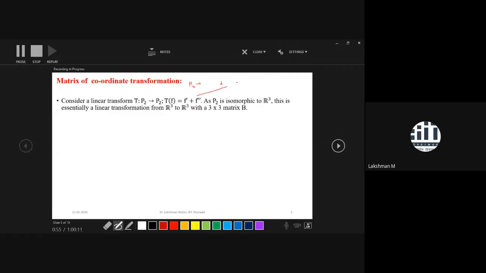If you want to verify whether it is a linear transformation or not, just apply the definition of linear transformation. Take any two polynomials f and g from P2 and find the linear combination, then apply the linear transformation L over this linear combination, that means alpha f plus beta g, and verify whether the image of the linear combination of f and g is equal to the linear combination of the corresponding images or not. It is a homework. You can verify yourself.